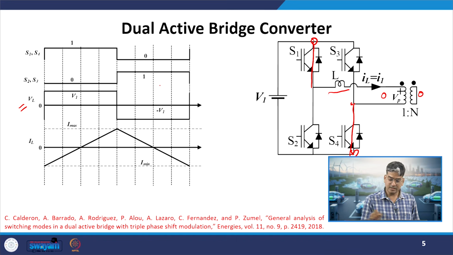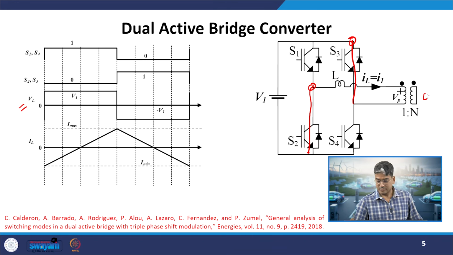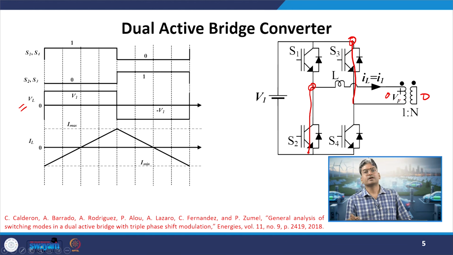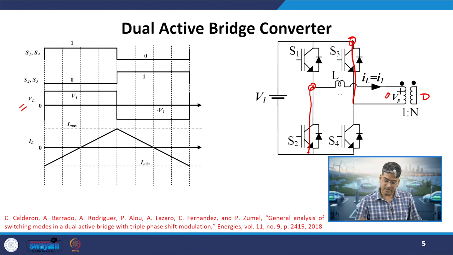In the negative half cycle, when S2 and S3 are on, what will be the potential over here? It will be equal to the bottom potential. Similarly, over here S2 and S3 are on, so this will be connected to this point, and similarly here it is 0 because we have assumed the secondary side to be short circuit as of now. So, the voltage across the inductor, if I apply KVL in this loop, will be equal to minus V1.